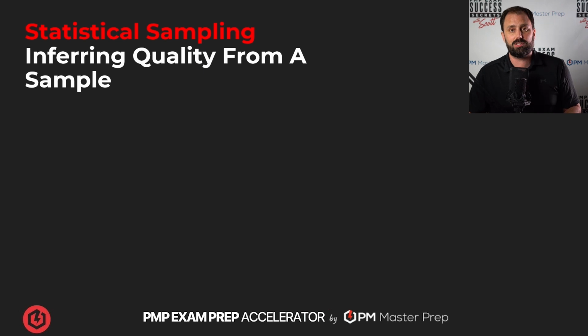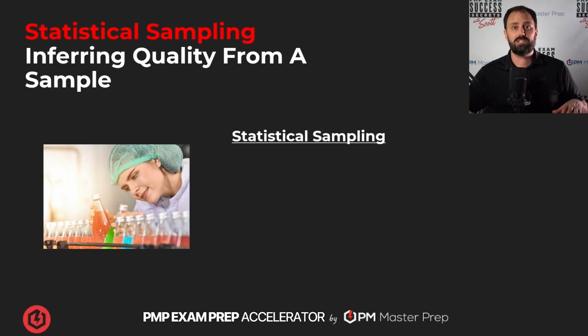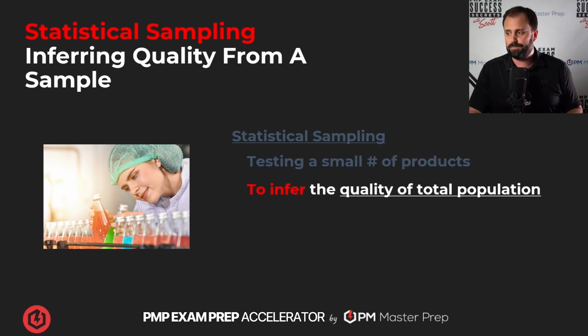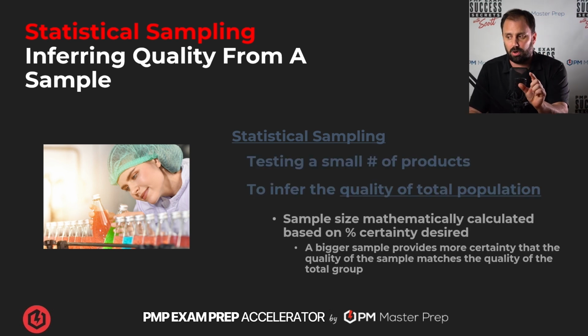So let's talk about statistical sampling. We're going to infer quality from a sample. Now imagine that we made 100,000 of something. We could either look at them all, or we could look at a subset of it. We could test a small number of the products and say, if there's issues in that, then there's probably issues in the big bundle. So we're inferring the quality of the total population by looking at a small population.